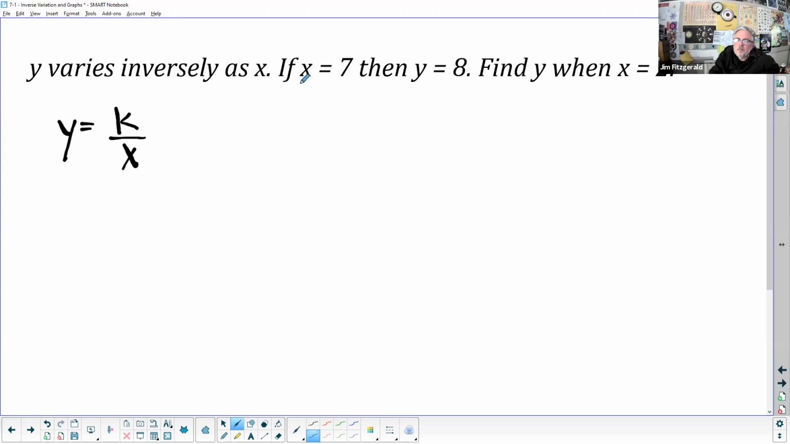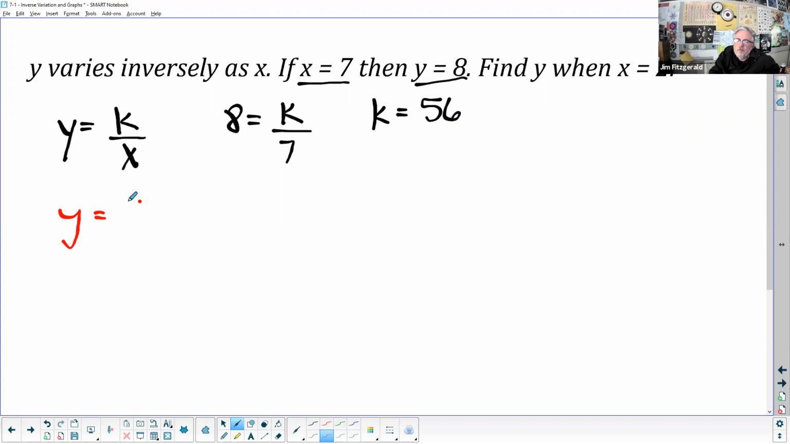And so it says some other information here: when x is 7 and y is 8. So the y value is 8. I don't know what k is yet, but my x value is going to be 7. And so I can solve this. I know that k has got to be 56. So my actual equation here is y equals 56 over x. So that's the equation, right? That's my k value in my inverse variation equation.